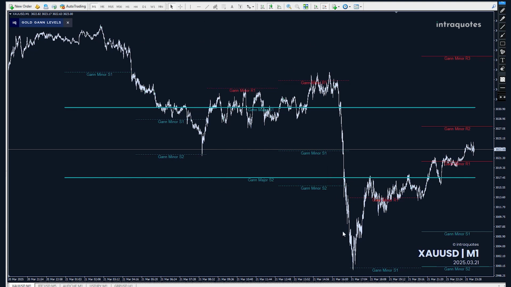As you can see already, the IQ Gann Gold Level indicator predicts the market movement accurately. You will not find any other support and resistance level indicator with this level of accuracy.